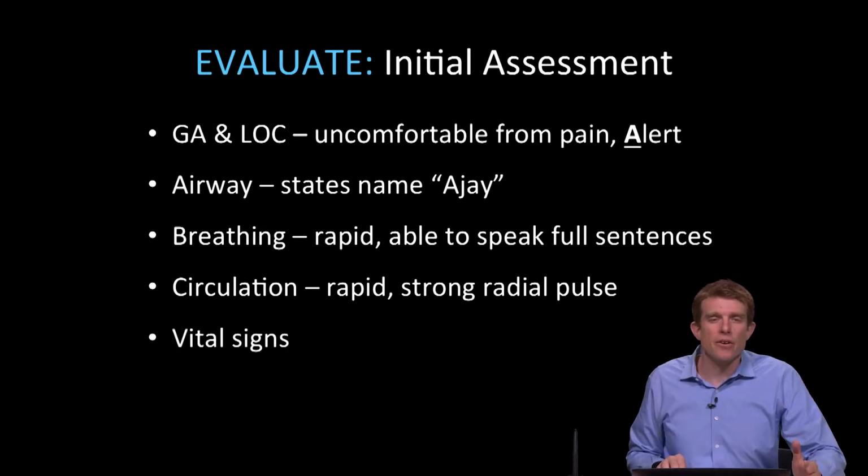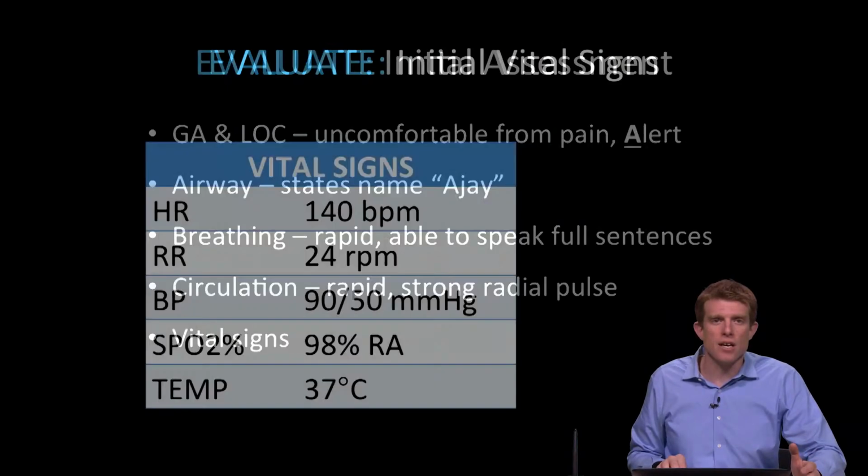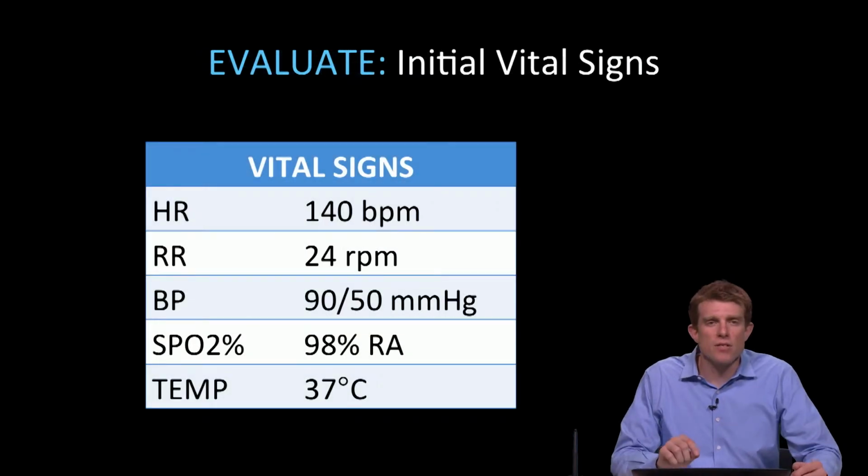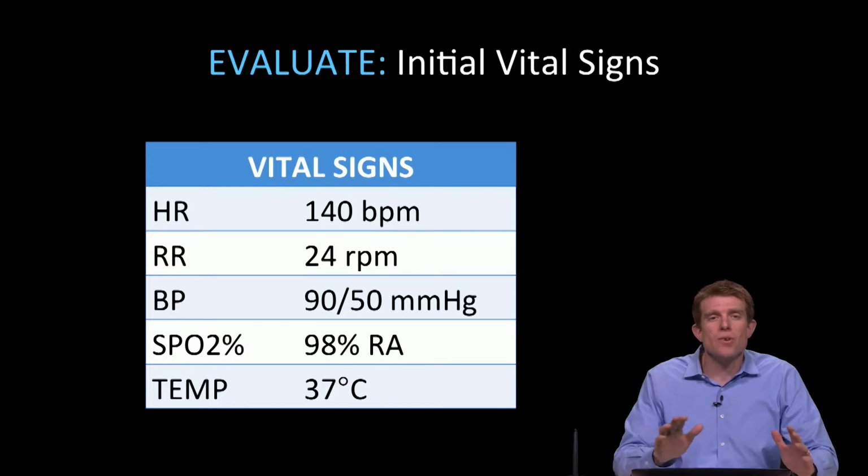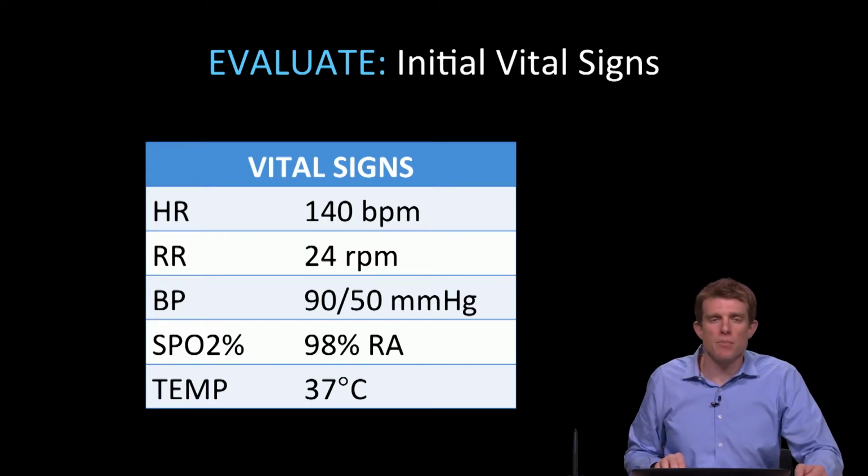Our last step in our initial assessment is to get a full set of vital signs. This patient's vital signs are a heart rate of 140, a respiratory rate of 24, a blood pressure of 90/50, and a normal oxygen saturation and temperature. Remember that we want to use age-appropriate vital signs in this patient. 90/50 is a normal blood pressure in a 10-year-old. The heart rate is a little bit fast. The respiratory rate might be mildly elevated, all consistent with this patient being in pain, but you should also be worried about shock.